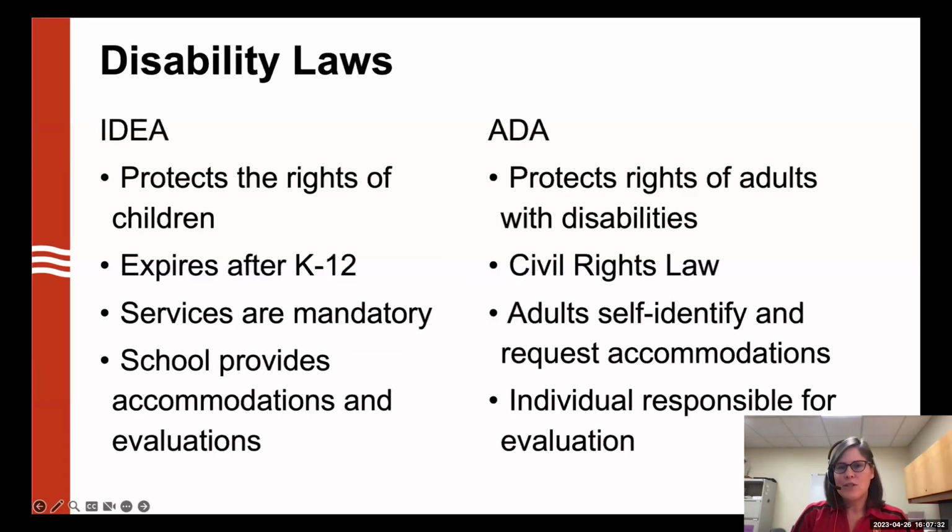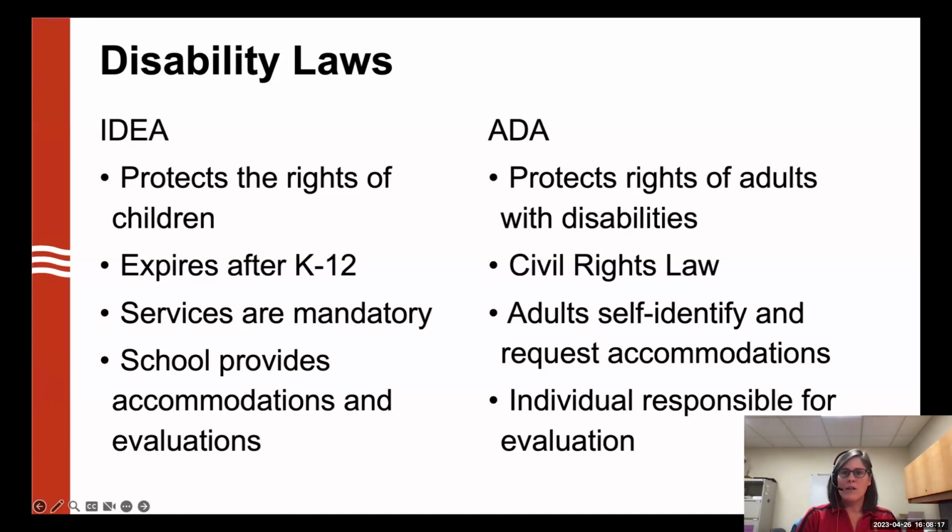So IDEA, which I know you all are very much familiar with, is disability law that works for K-12. So it protects the rights of children with disabilities. It expires after K-12. So after a student has graduated from K-12, they move out of that system, or they are 21 years of age. Services under IDEA are mandated by federal law and the U.S. Department of Education. So there are some federal fundings, but generally funding comes from your schools or local areas, or the local area around your school.